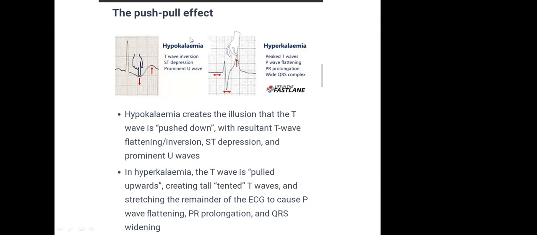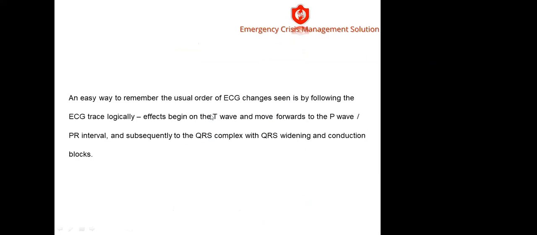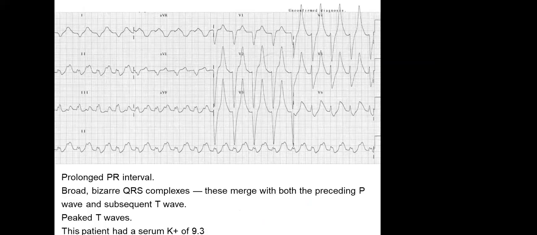When we are dealing with hypokalemia, there will be T wave inversion, ST depression and prominence of U waves. We do not have to look for this, we have to look for this. So hypokalemia will push, hyperkalemia will pull. It is easier to remember this way that whenever we are dealing with hyperkalemia, we have to identify at the stage when we can see tall T.